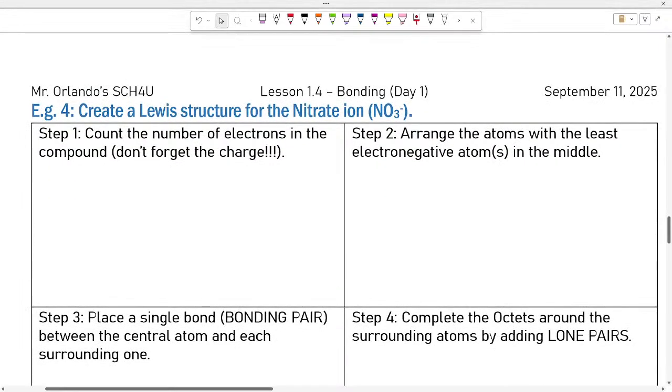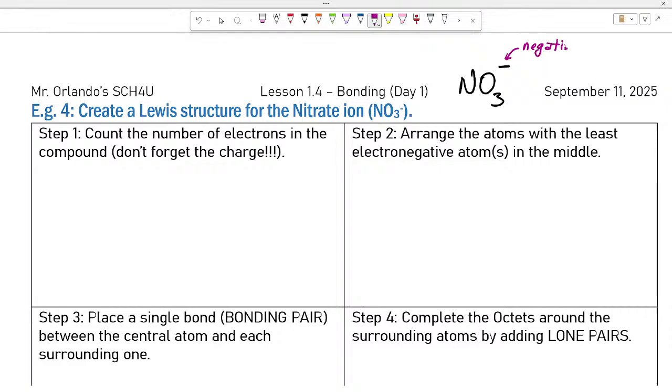We're going to work on the nitrate ion. NO3 with a negative charge. Which means that negative charge means we have 1 extra what? An extra electron. Therefore, 1 extra electron.